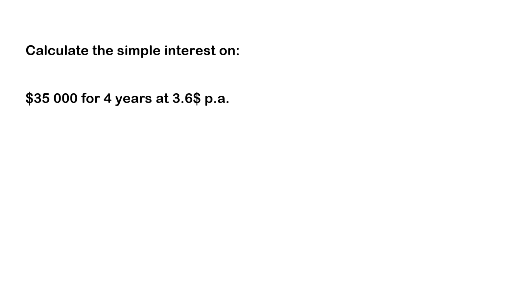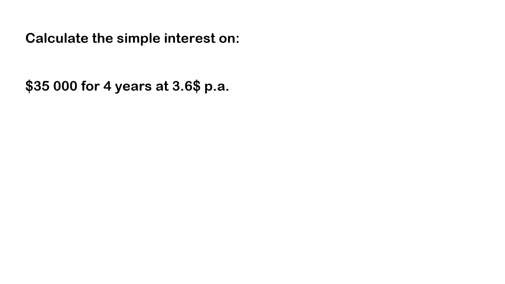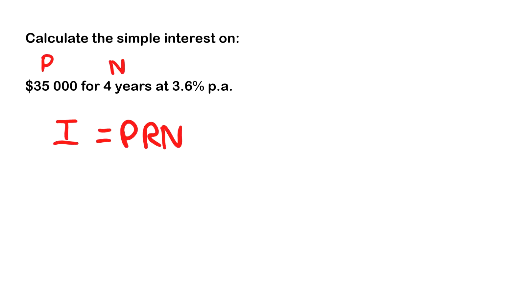So if we look at this example here, we have $35,000, 4 years at 3.6% per annum. The first thing I want to do is write down my formula. So I know I equals PRN, and then I can write down what each of my values are, or put their letters above them. So I know the 35,000 is my principal, 4 years must be my time, and 3.6% is my R. So now I can start to substitute these in.